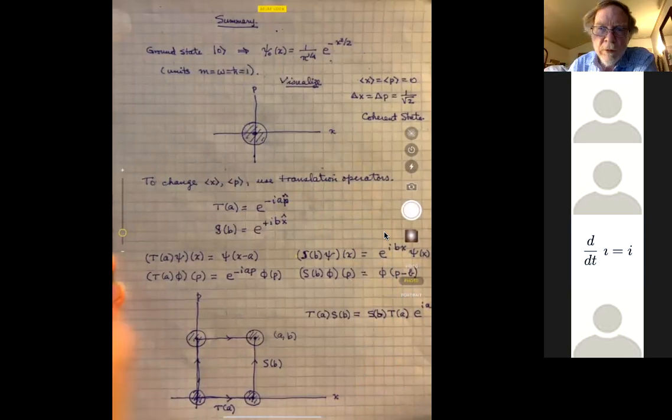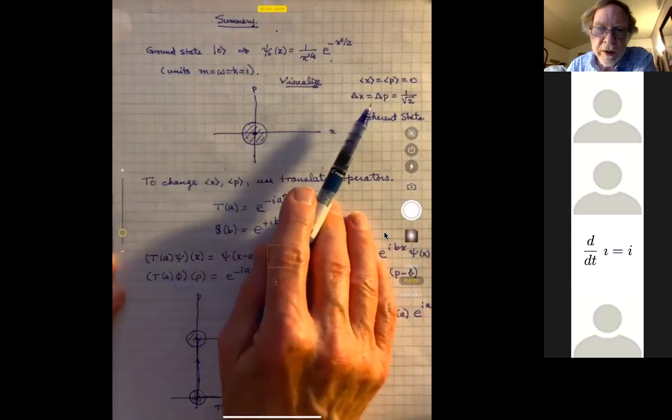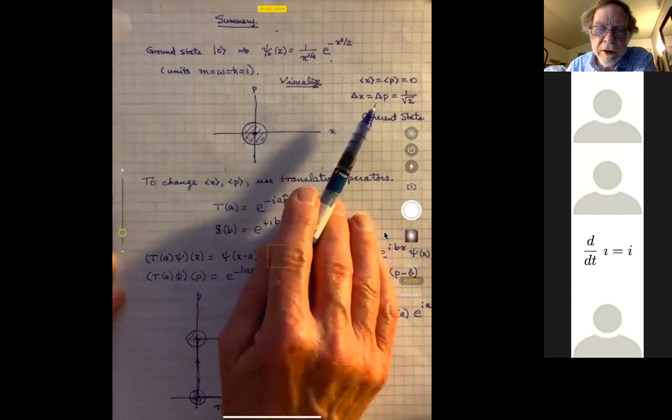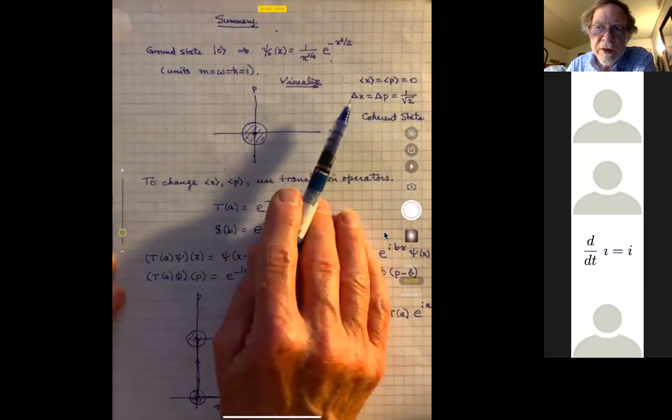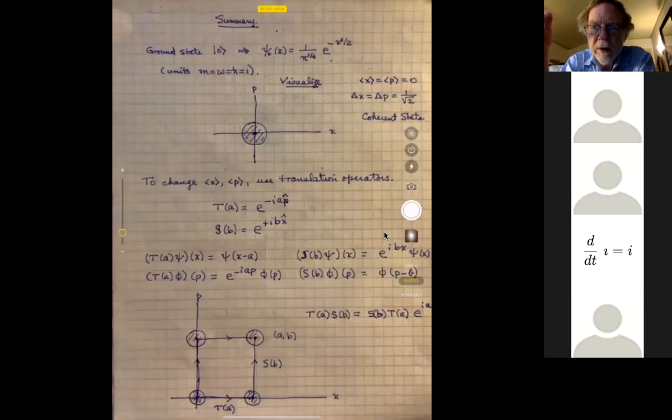A squeezed state would be one in which delta X and delta P are still equal to 1/2, but the dispersions are not equal to one another. Like delta X could be 1/2 and delta P could be 1. That's squeezed in the sense that it's squished together in X space more narrowly than the ground state of the harmonic oscillator. That means in momentum space, it's more spread out. The product has to be the same if it's minimum uncertainty.